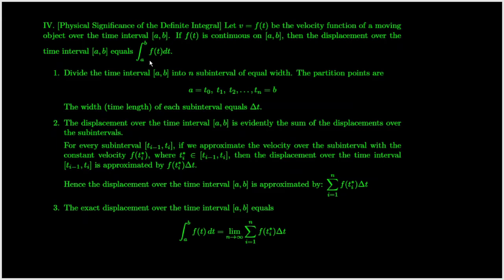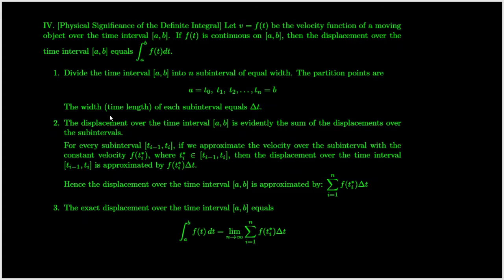Step 1. We divide the time interval from A to B into n subintervals of equal width. We use t0, t1, t2 up to tn to denote the partition points. I want to mention the two endpoints A and B are included in the partition points. t0 is A and tn is B. The width of the subintervals is denoted using delta t.